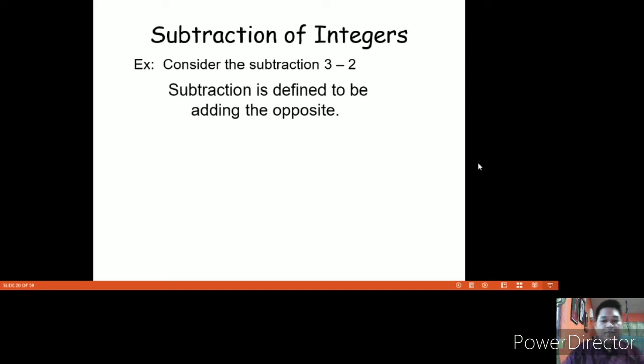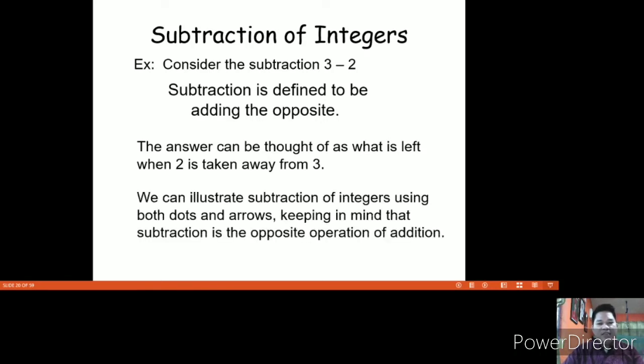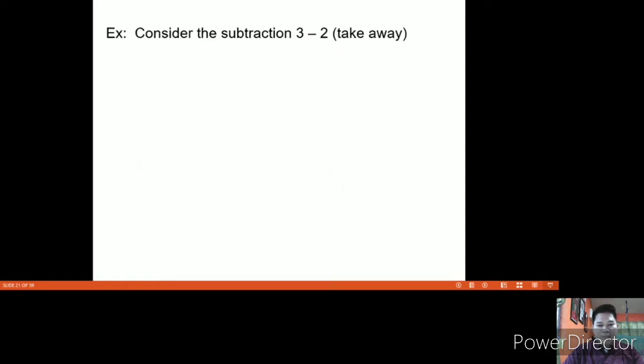So let's now have subtraction of integers. So let's have an example. Consider the subtraction 3 minus 2. So subtraction is defined to be adding the opposite. The answer can be thought of as what is left when 2 is taken away from 3. We can illustrate subtraction of integers using both dots and arrows, keeping in mind that subtraction is the opposite operation of addition.